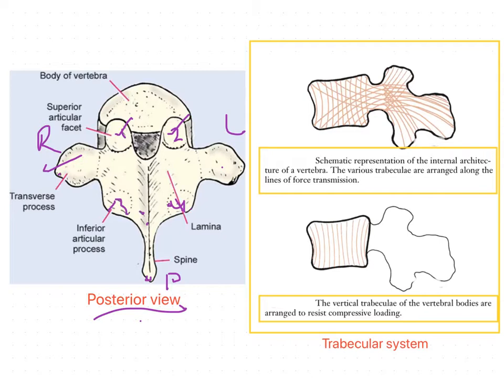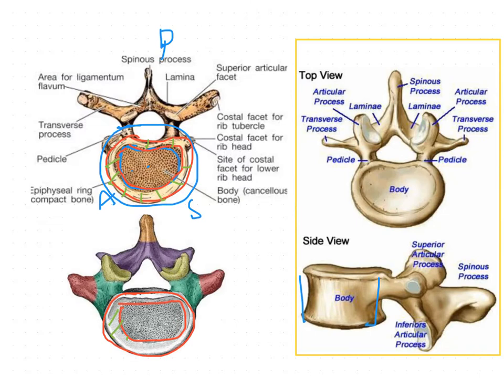Here are the pedicles. So now we will see one by one the parts of the vertebral arch. Here on the lateral aspect you can see the pedicle. This green one is the pedicle. In the superior view you can see the pedicles here, and on the lateral view you can see the pedicles here. So where are these pedicles attached?